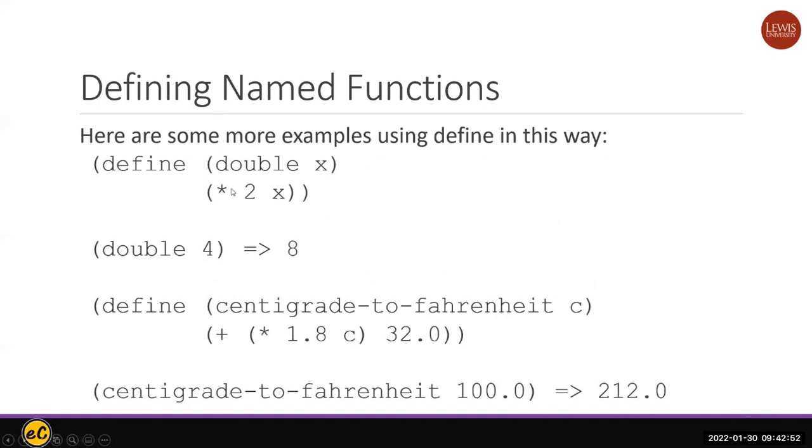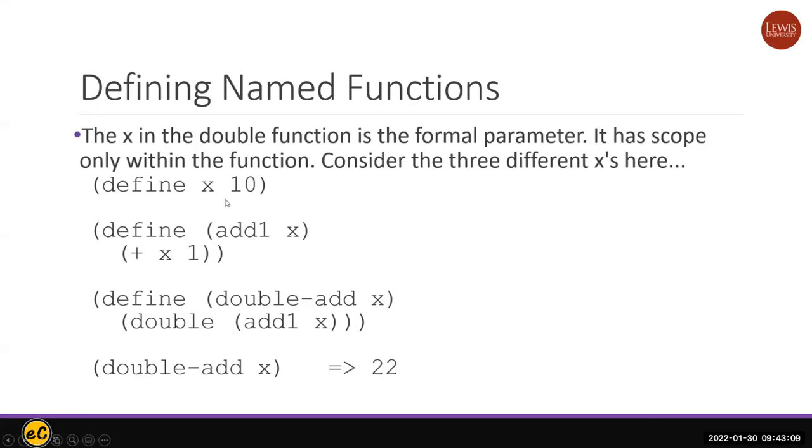So we can define double x and then return 2 times x. And we can define one called centigrade to Fahrenheit, which calculates the temperature conversion. Define x as 10, so x equals 10, and you add x plus 1. So x is a parameter. You increase x by 1 and return the value. Double, add 1.